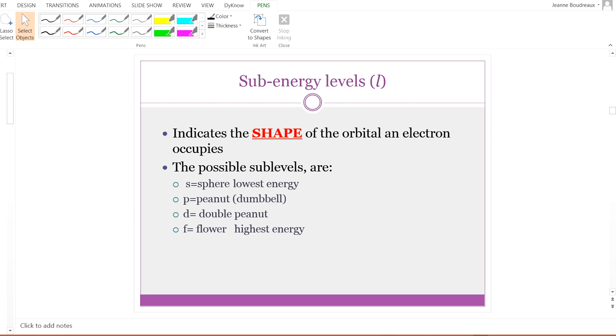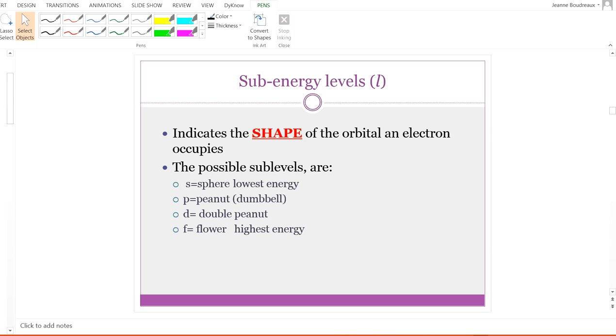Sub-energy levels are represented by the letter L. The sub-energy level indicates the shape of the orbital an electron occupies. There are 4 possible shapes. So think of it again as your house. Inside your house you have these sublevels. Well, these sublevels, which are your rooms, have different shapes to them. Same thing here. Our energy levels have sub-energy levels, and it happens to be the shape.